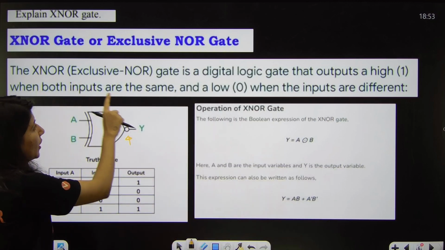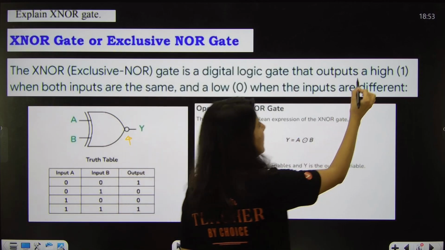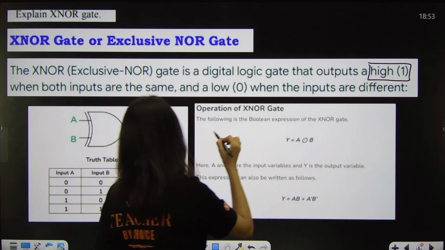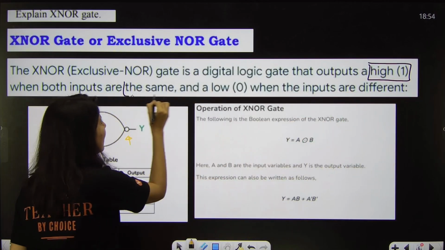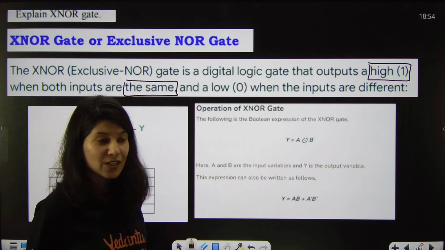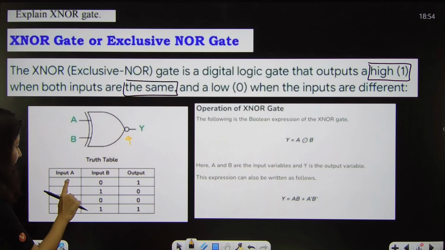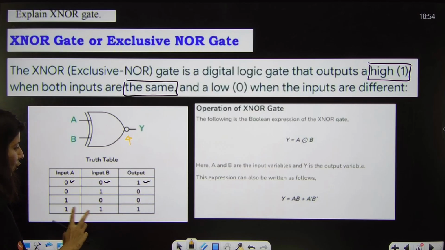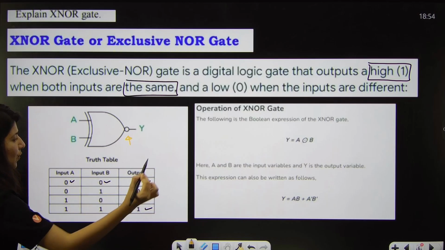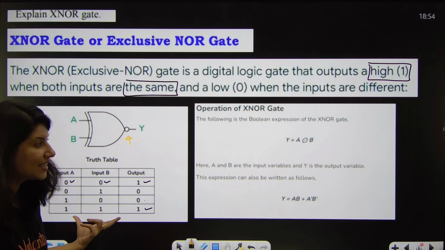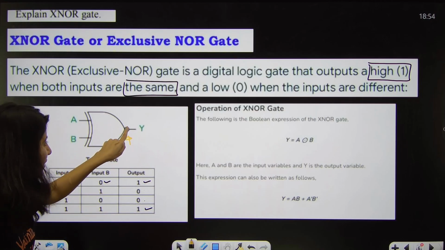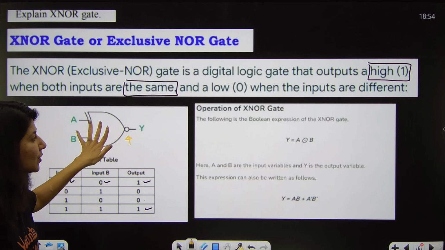XNOR gate results in high output when both inputs are same this time. So in the truth table, when there is 0, 0, that means both are same, you will get 1. If both are 1, you will get 1. Otherwise, you will get 0. I guess the truth table is clear to you. The diagram also, there is a bubble over here. It is also clear to you.